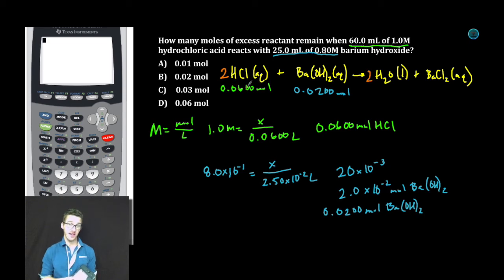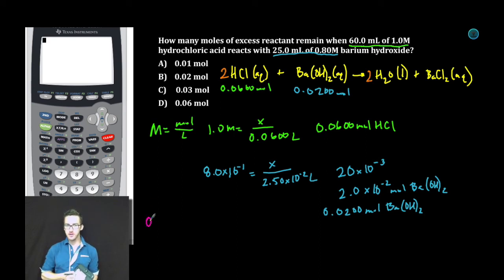As we think about which of the two is limiting, if I had 0.0600 moles of HCl, I would need half that amount of barium hydroxide to react it all. I would need 0.03 moles, which I don't have. I only have 0.02 moles. So that tells me that barium hydroxide is my limiting reactant, and that HCl is going to be in excess. We want to know how much excess is going to be there.